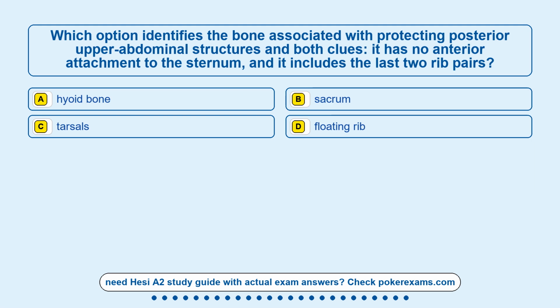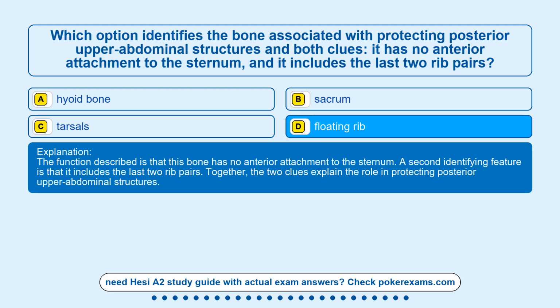Question 16. Which option identifies the bone associated with protecting posterior upper-abdominal structures in both clues? It has no anterior attachment to the sternum, and it includes the last two rib pairs. Option A, hyoid bone. Option B, sacrum. Option C, tarsals. Option D, a floating rib. The correct answer is option D, floating rib.